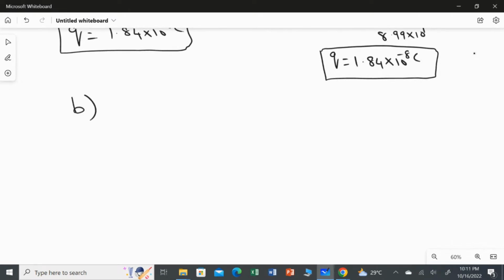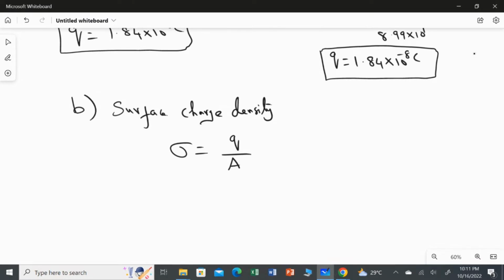What is the B part? We are going to find the surface charge density. So the surface charge density sigma is equal to Q over A. What is this A? This A is the surface area of the sphere, which is given by the formula A equals 4 pi r square. And we already know the radius of the sphere they mentioned, r, which is equal to 5.5 centimeter, right?